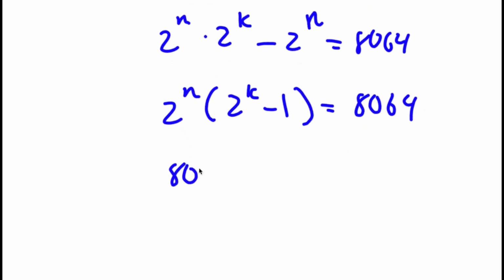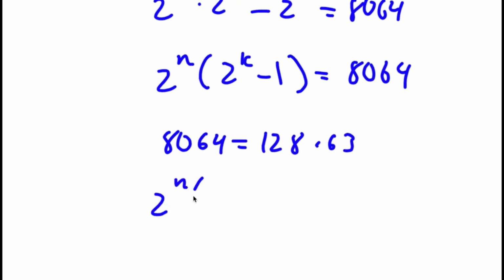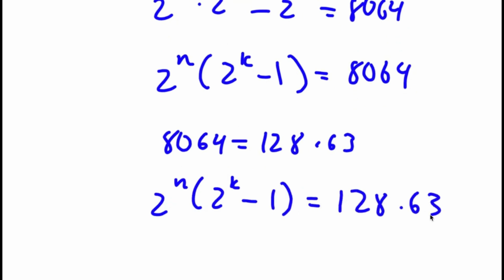And 8,064, this is simply equal to 128 times 63. So I have 2 to the power of n times (2 to the power of k minus 1) is equal to 128 times 63.